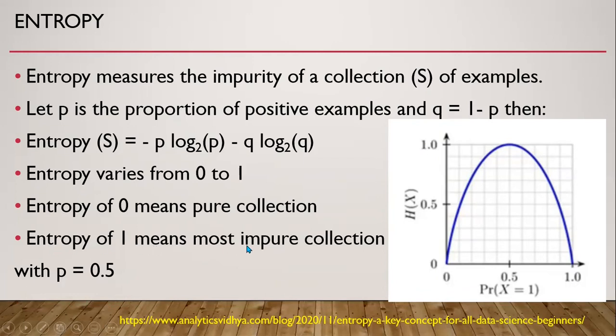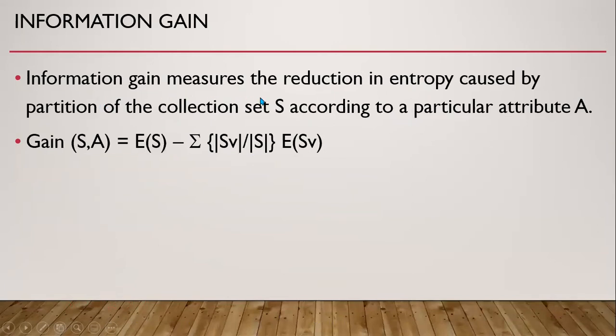An entropy of 1 means the most impure collection. And this happens when the probability is 0.5, because if the probabilities are at the extremes, then our set is almost pure. If the probability is 50%, our set is most impure with an entropy of 1. And a pure set has an entropy of 0. Information gain measures the reduction in entropy caused by a partition of the collection set according to a particular attribute A. So this is the formula for information gain.